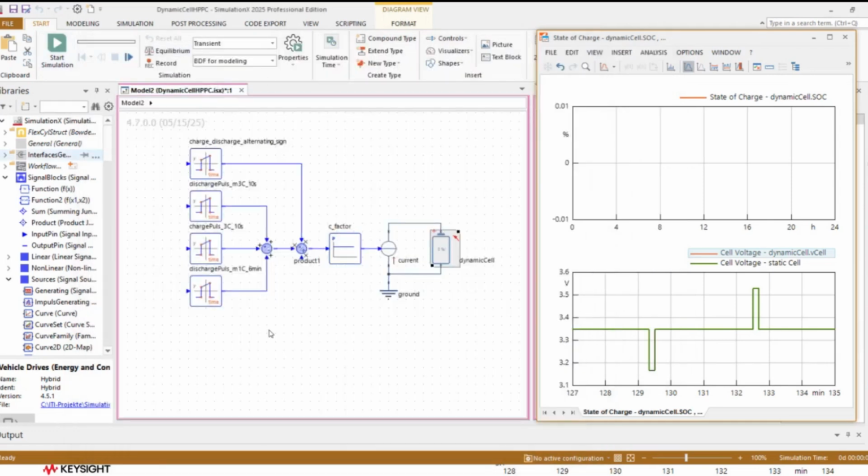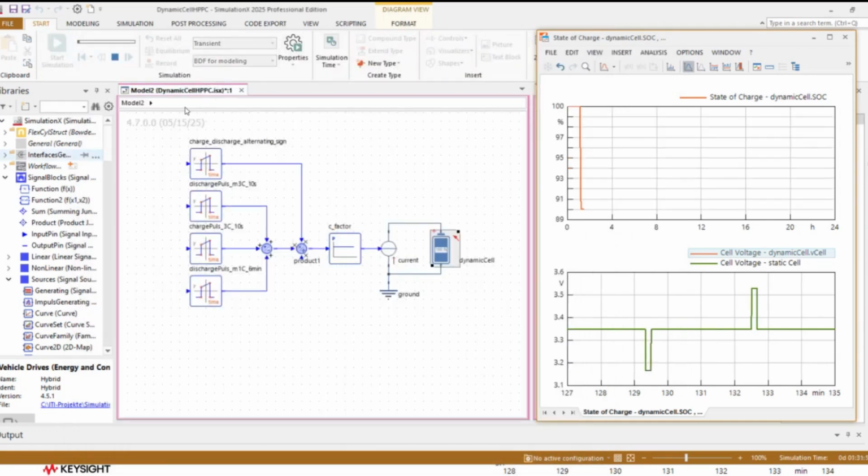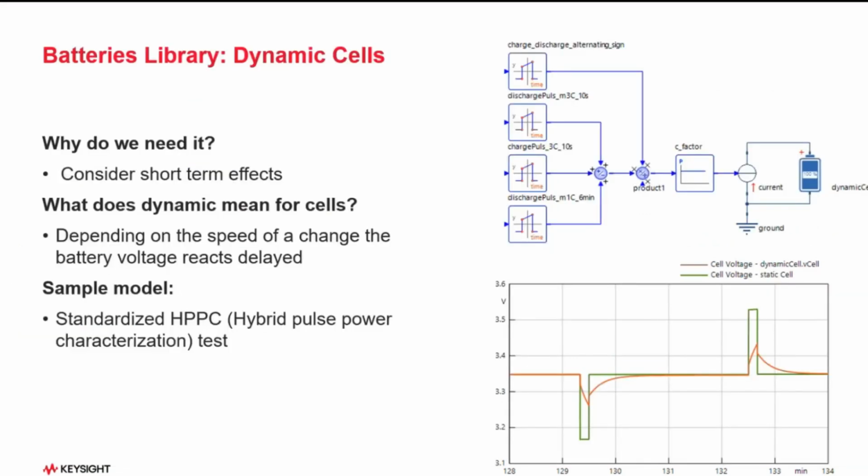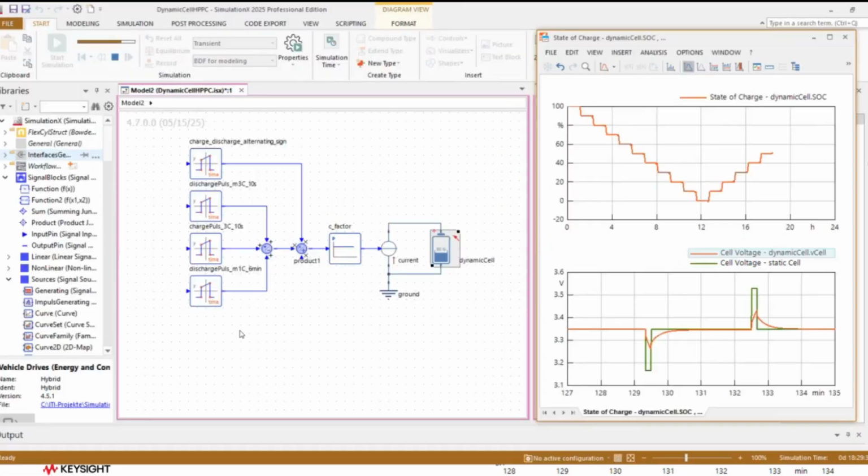Let's run this model. This model is a so-called HPPC, which is the standardized hybrid pulse power characterization test. It goes for over 24 hours, and the battery is discharged and charged using a certain regime. And we see here the green curve is a static cell, and in the red curve, which represents the behavior of the dynamic cell, we see the delayed response of the voltage of the battery.